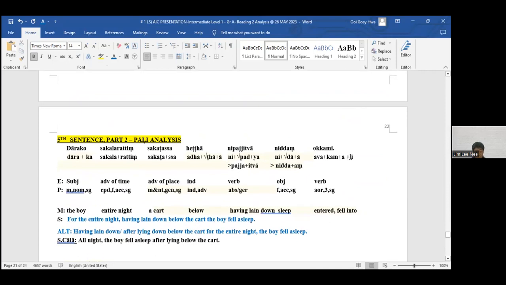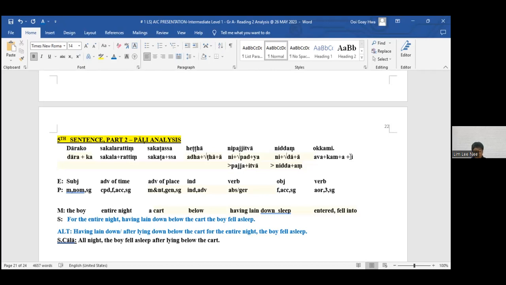Darako sakalaratim sakatasa heta dipavitra vitwa nidam akami. Okay, Darako means the boy. In English it is the subject. In Pali it is masculine, nominal, nominative, singular.